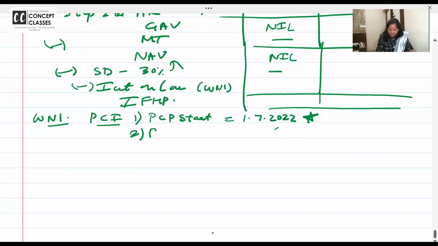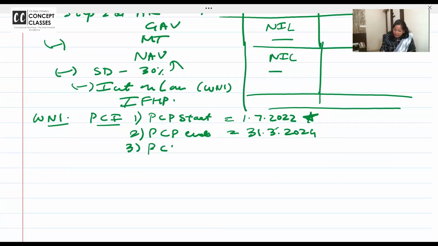Now, where does the pre-construction period end? We started the construction and completed it on 30 June 24, so it ends on 31st March 2024. Pre-construction period ends on 31st March 2024. Third, the pre-construction period: April, May, June, these 9 months, up to March 23, then 12 months, 21 months.